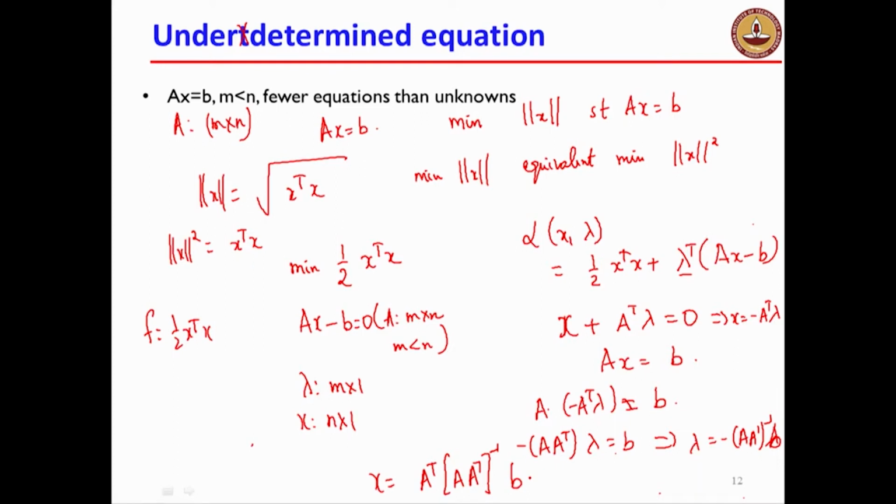This is just very simple algebra. I know I am rushing through this, but you can go back and verify all of these steps. This is the first order necessary condition, x plus A transpose lambda equal to 0, and the equality constraints have to be satisfied, Ax equal to b. I can put x in terms of lambda, get lambda, and finally get x.